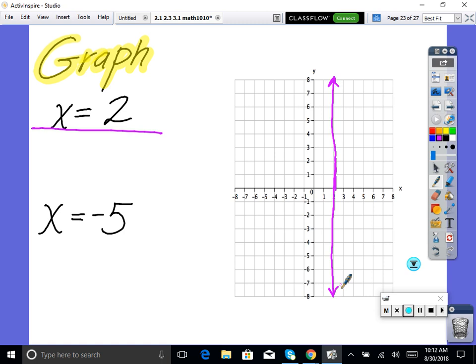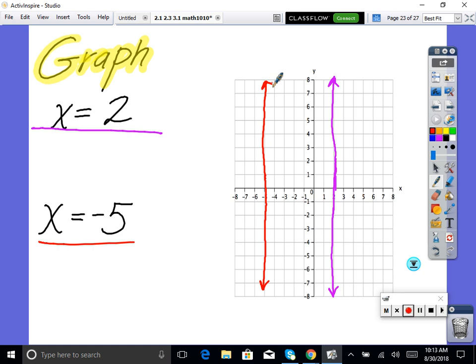Now look, why does that make sense? Over 2 up 1, over 2 up 2, over 2 up 3, over 2 down 1, over 2 down 2. Do you see how x always is equaling 2? So I know I've drawn my line correctly. So same here. X is always equal to negative 5. So you'd say, okay, I can't change. My x always has to be at negative 5. Does that make sense, everyone?